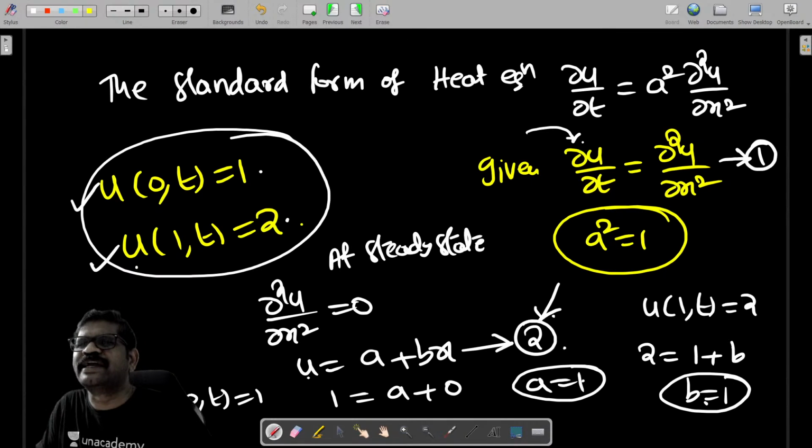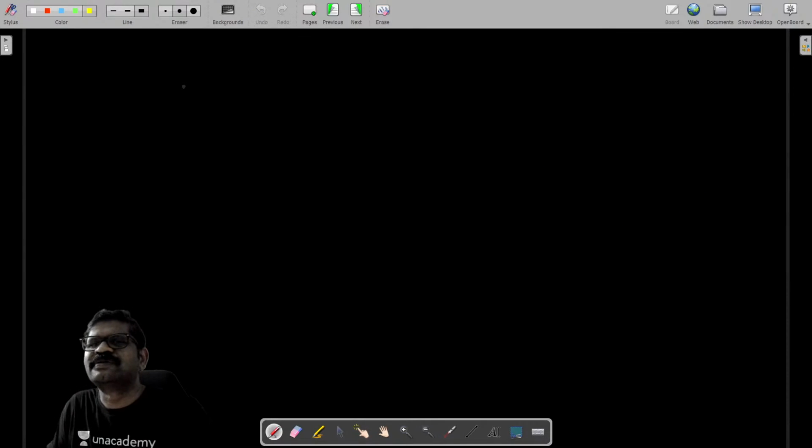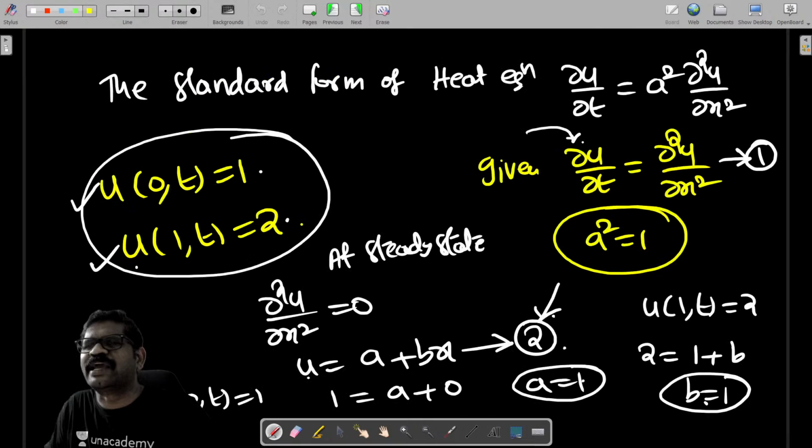Generally steady state is represented by us. us = a + bx. What is the a value? a is 1, b is 1, so us = 1 + x.